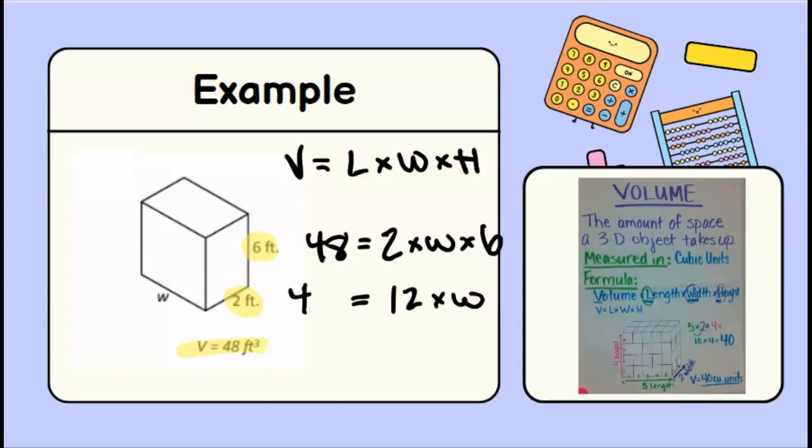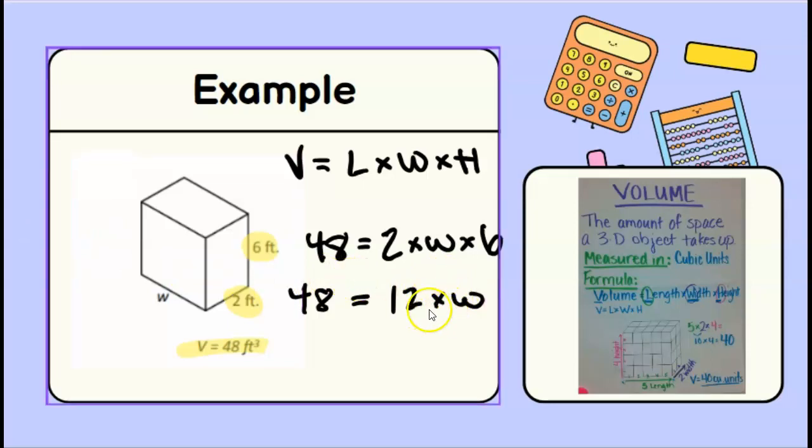And I know that this would still equal 48 because no matter what order I multiply in, if it's just multiplication, I'm going to get the same numbers regardless of where it comes in order. So now I have 48 is equal to 12 times W. To isolate W, I want to do what is called an inverse operation, meaning that I want to do the opposite of the operation that is currently in the equation.